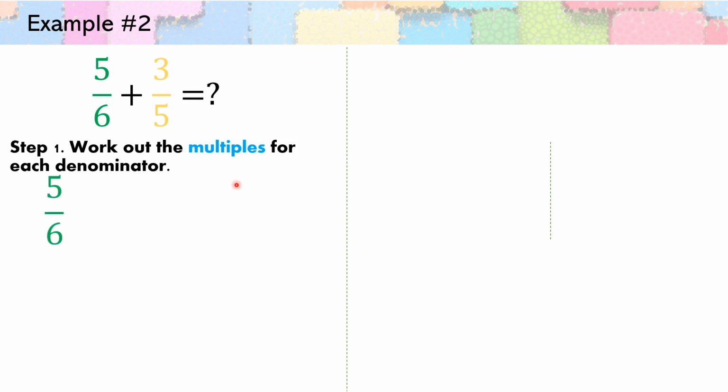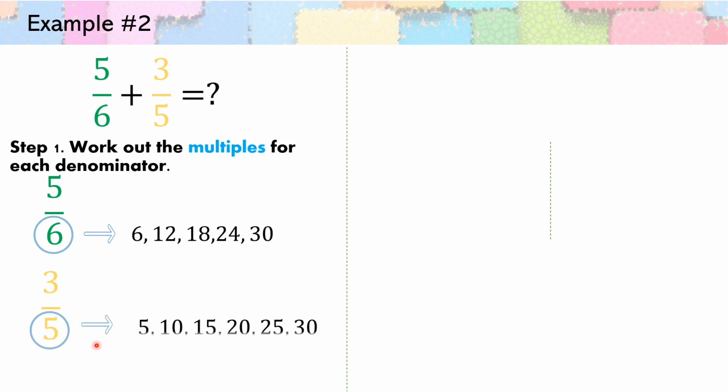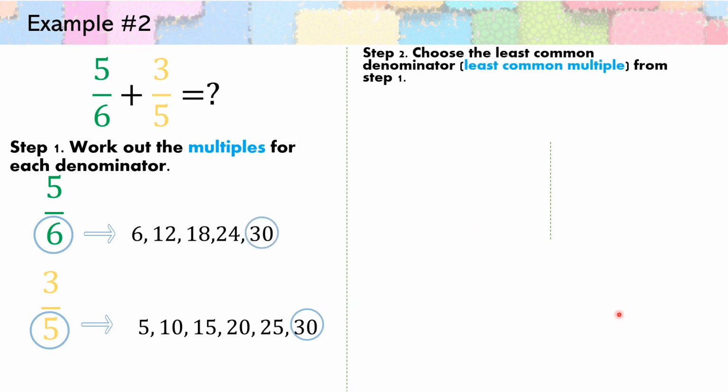5/6. 6 has multiples of 6, 12, 18, 24, 30. Fraction 3/5. 5 has 5, 10, 15, 20, 25, 30. Again, stop when you have found the least common multiple. Step 2. Choose the least common denominator. That is the least common multiple from step 1, which is 30.